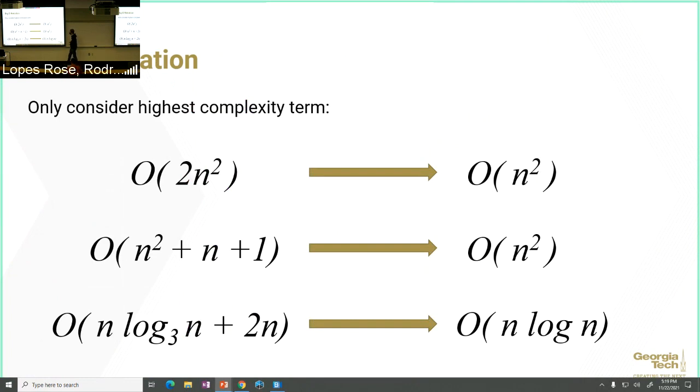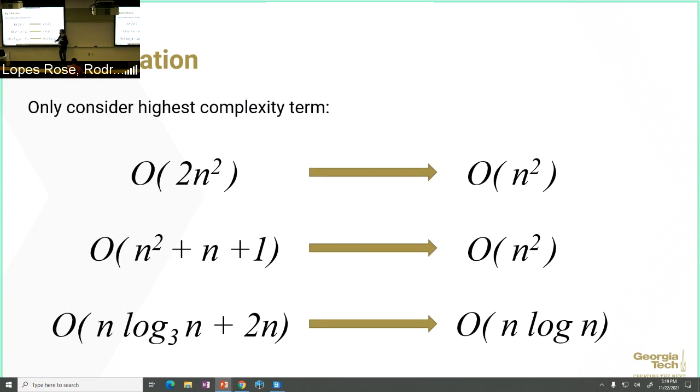And then as well, if we have a situation like this, where we have O of n times log base 3 of n plus 2n. Well, n log n, it grows faster than n, so that means we can just ignore this 2n right here, because this is the higher order term.